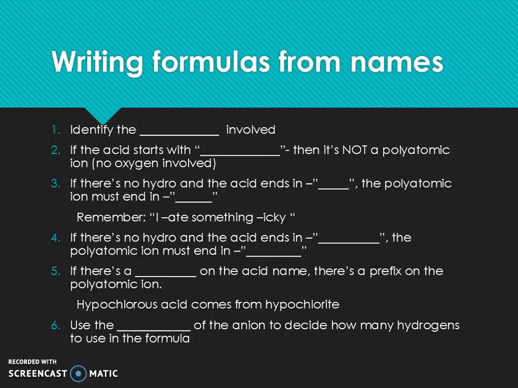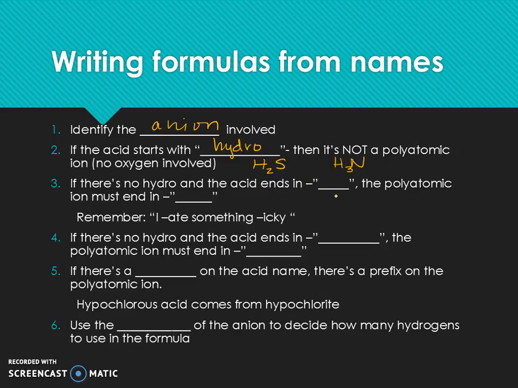Okay, writing the formulas. So when we write the formula for a compound, we're going to identify the anion that's involved. If the acid starts with hydro, then it is a binary acid. It's not polyatomic. If it's hydro, that means it's just going to be hydrogen with whatever else it's attached to. So if it's S, okay, so H and S, or H and N, right? And then the charge for that becomes your subscript. It tells you how many hydrogens you need to have.